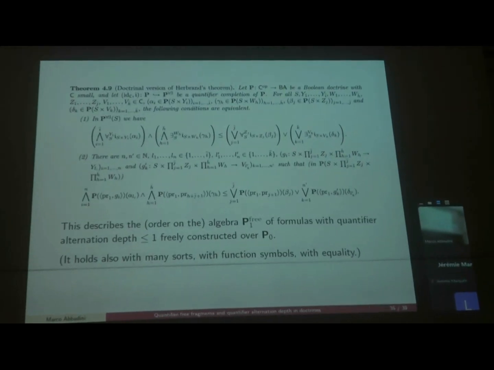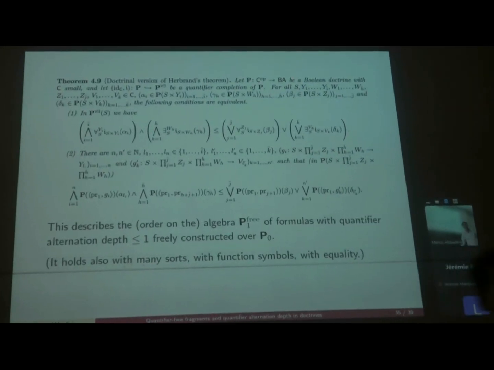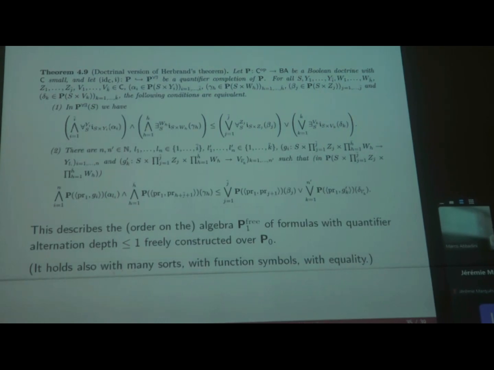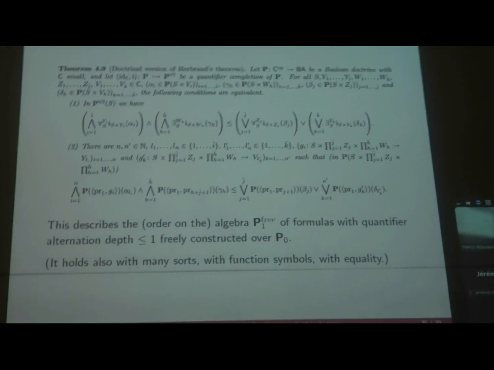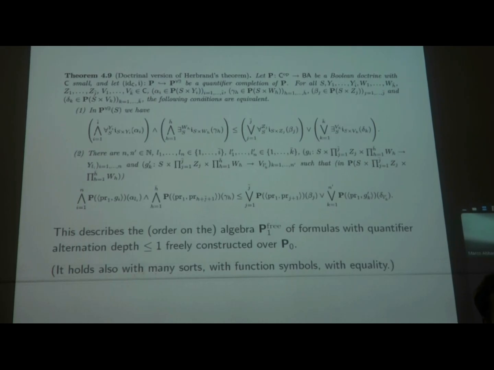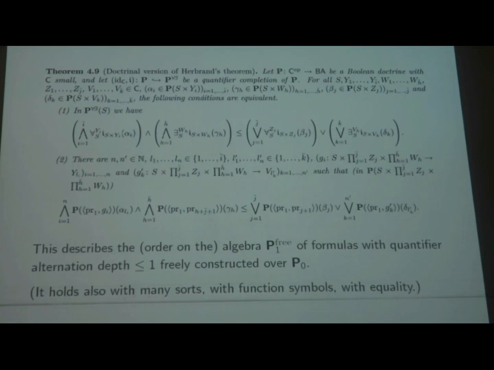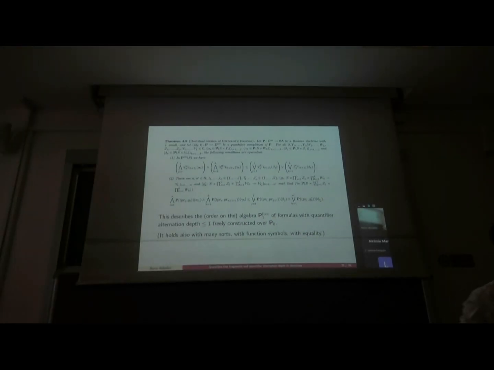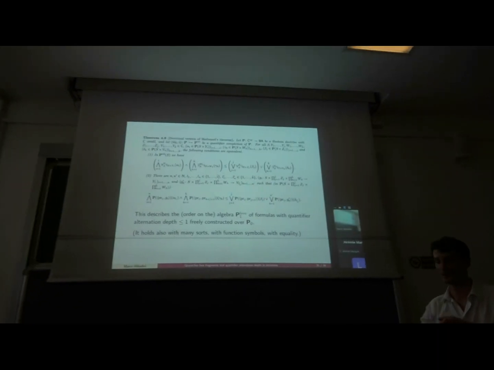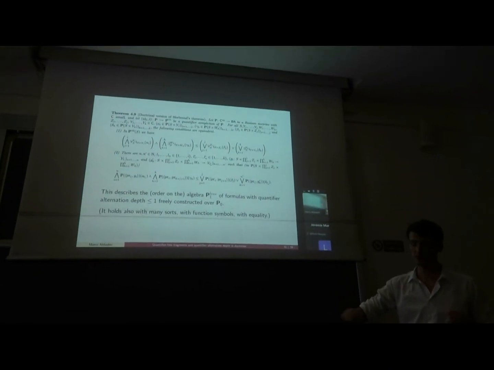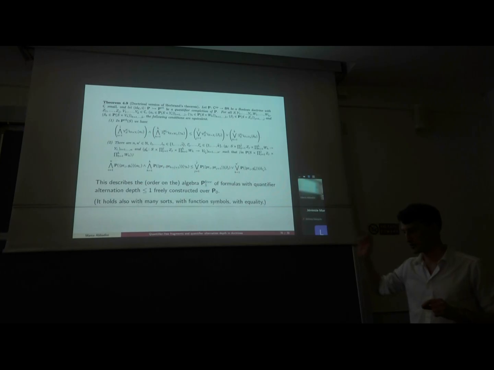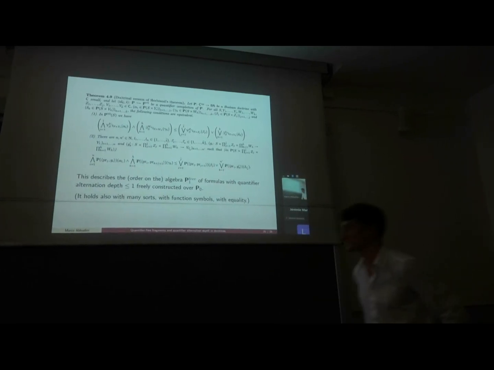And this describes the order, and so the algebra P1, free of formulas with quantifier alternation depth at most one, freely constructed over P0. And again, the fact that this is done in this doctrinal setting, in its full generality, tells us that it holds also for many sorts. When we have function symbols, it also holds, the same with equality.